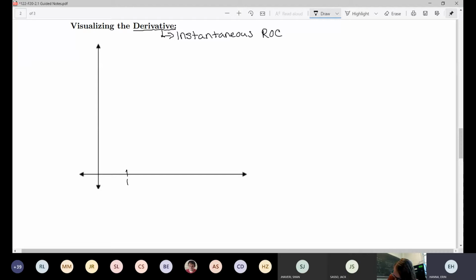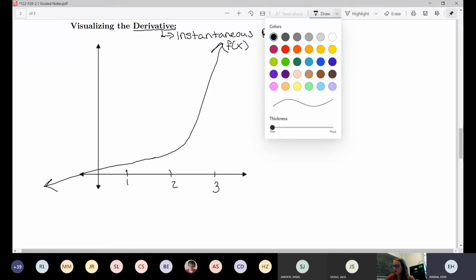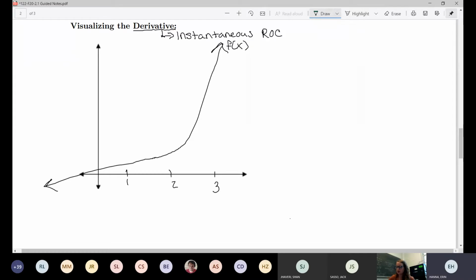Let's see. 1, 2, 3. And I want to do, that'll do, I think. So say I have some function, and say I wanted to talk about the instantaneous rate of change at x equals 2.